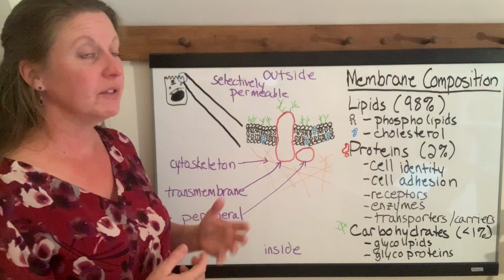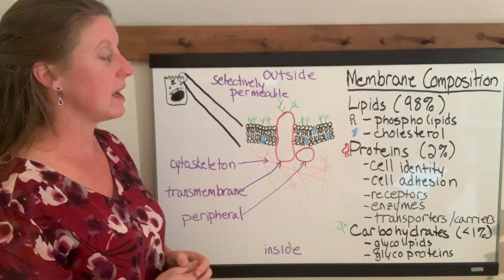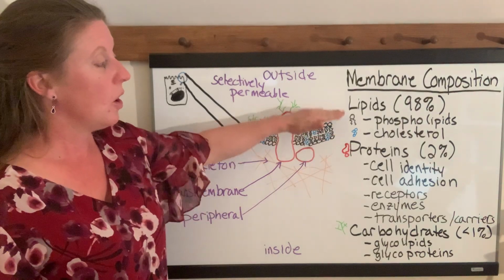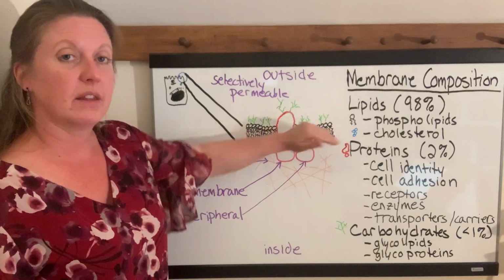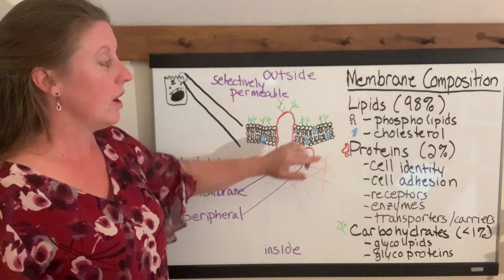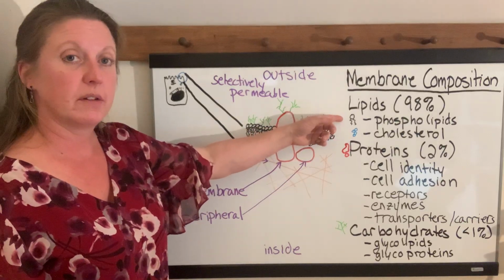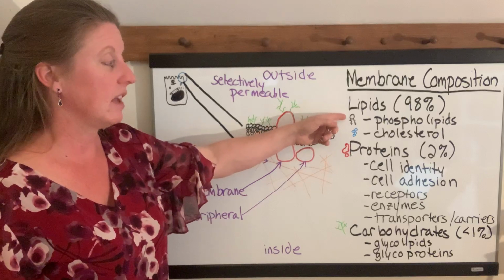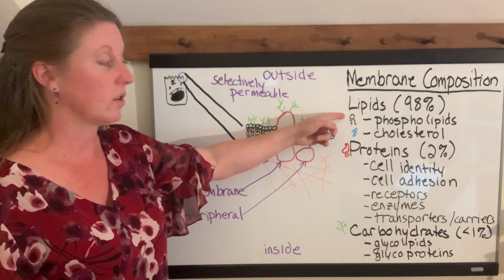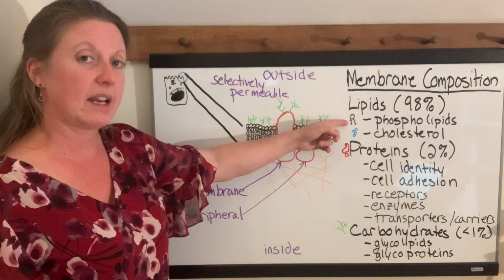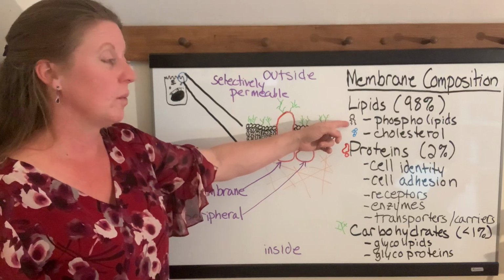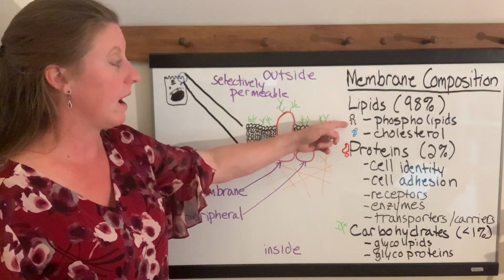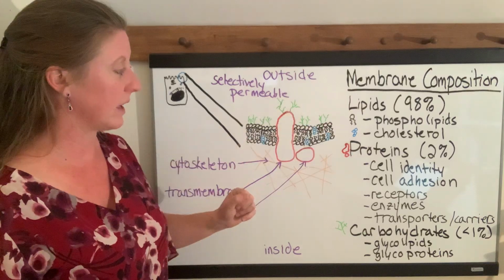Now, of the lipids, there are two lipids that make up the plasma membrane. One is phospholipids and the other is cholesterol. You'll recall that phospholipids are made up of a phosphate head group, which is represented by this circle, and two squiggly fatty acid tails, which are hydrophobic, and the phosphate group is hydrophilic.